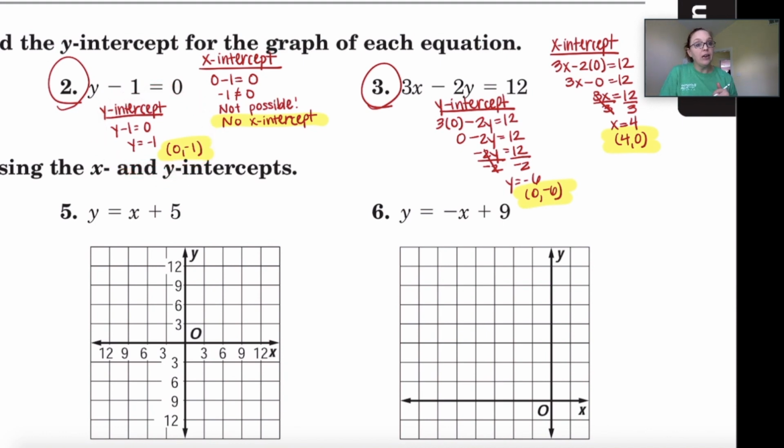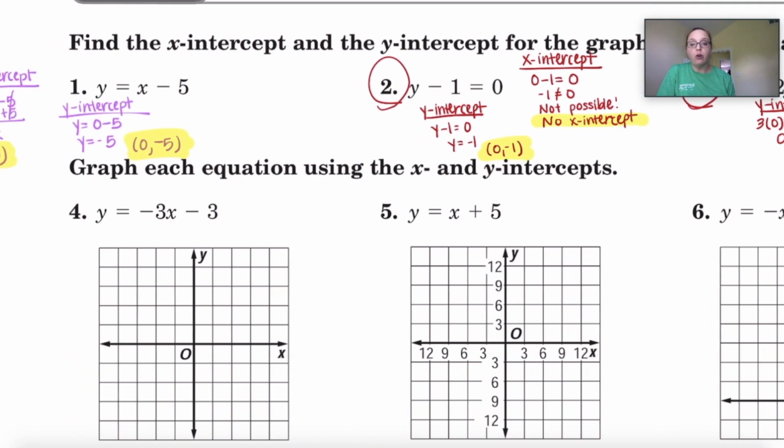Okay, let's go to the next section, and this time we're going to graph each equation using the x and y intercepts. So you only need 2 points to graph a line. We really like to have 3 points or more so we can make sure we're graphing that line appropriately. The third point is kind of to check and make sure you did your work correctly. But technically, you only need 2 points. So your x-intercept and your y-intercept can be those 2 points. So let's do number 4 together.